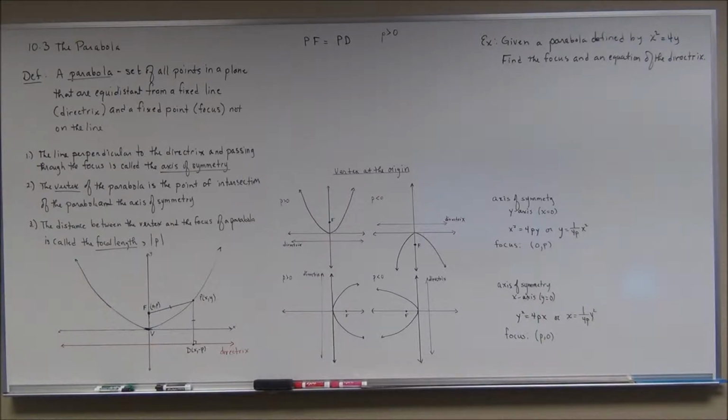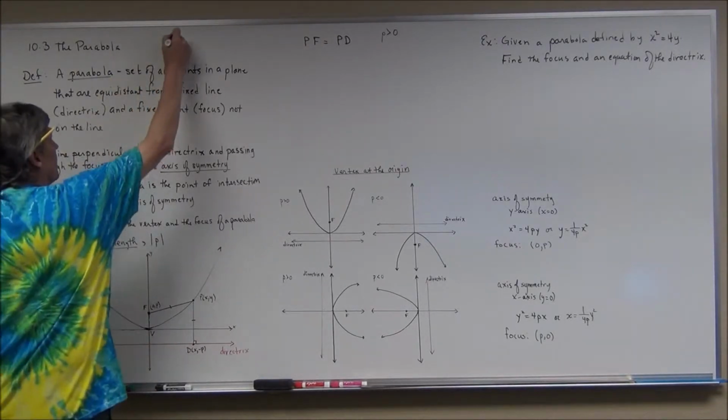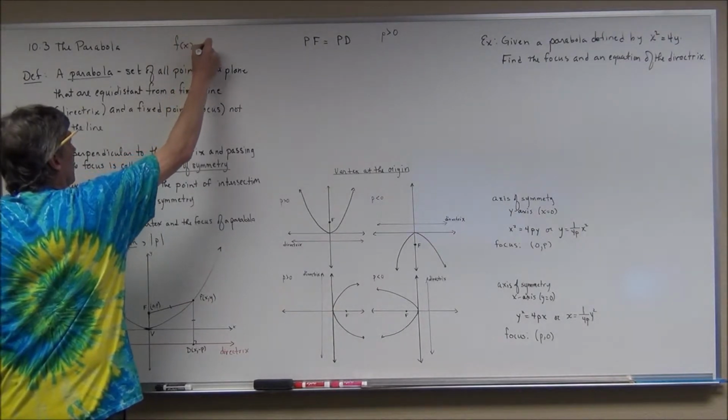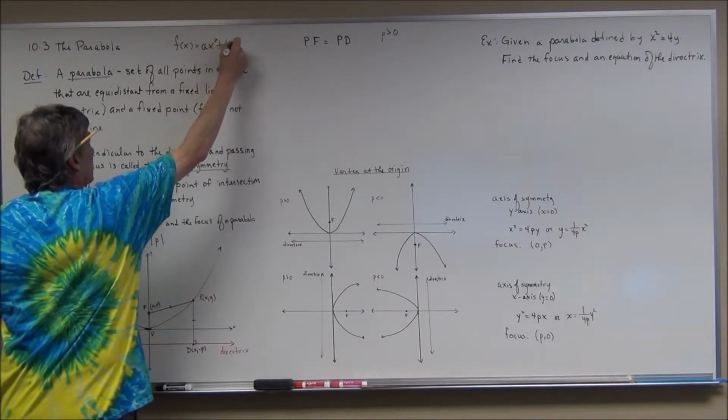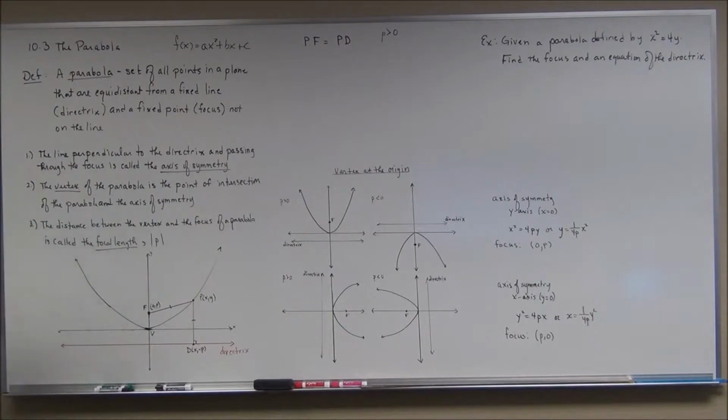Okay, section 10.3. The next conic section that we're going to look at is the parabola. Now we've already studied some parabolas before, back when we were looking at quadratic functions. You may remember quadratic functions. We wrote them out something like f of x is equal to ax squared plus bx plus c, and we talked about how to find the vertex.